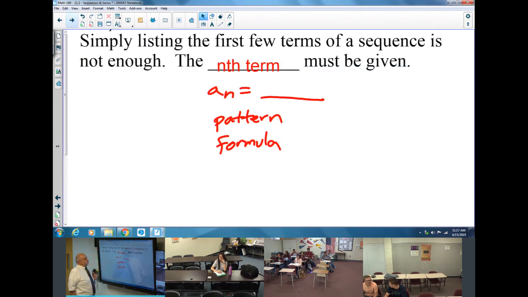Okay, so simply listing the first few terms of a sequence is not enough. The nth term must be given, in other words the formula or the pattern, where I say a sub n equals blah, blah, blah. That's how you get the pattern.